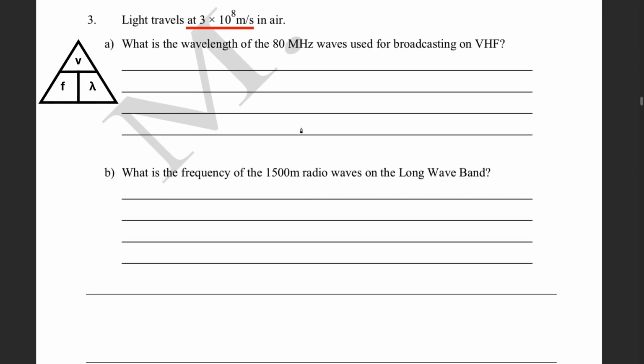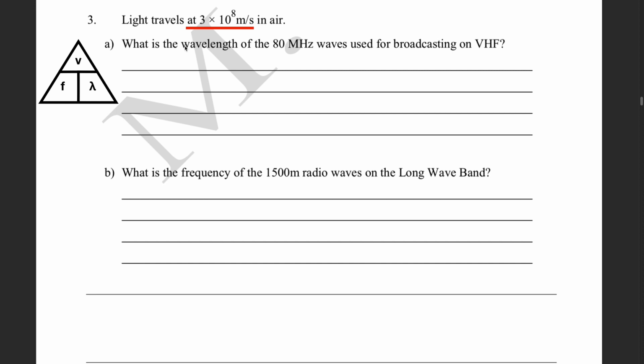So back to our question. Light travels at 3 times 10 to the power of 8 meters per second in air. Question A. What is the wavelength of the 80 MHz waves used for broadcasting on VHF? VHF stands for very high frequency, and it is used in boats and ships, etc. We will talk about this later on.